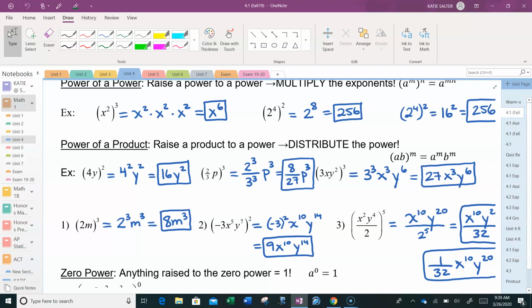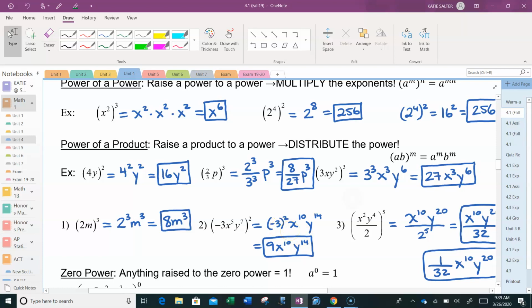For number 2, make sure you're careful about that negative right there. We want to make sure we square the negative with the 3. So that's negative 3 squared. 5 times 2 is to the 10th power. 7 times 2 is to the 14th power. And then think about it, guys. A negative 3 squared, that's negative 3 times negative 3, so it's positive 9. Anytime we raise a negative number to an even power, it's going to end up being positive. Anytime we raise a negative number to an odd power, it's going to end up being negative.